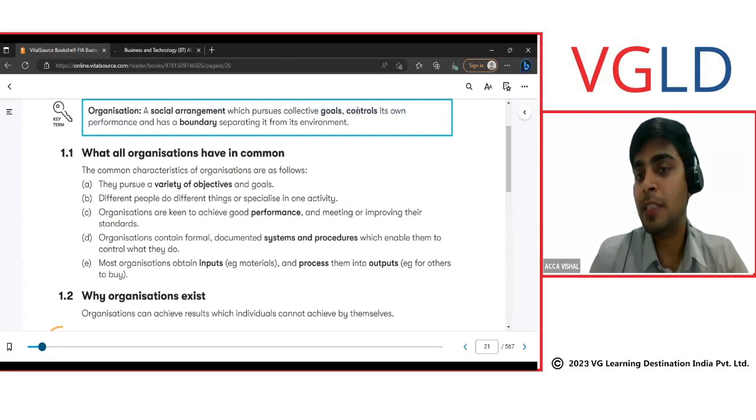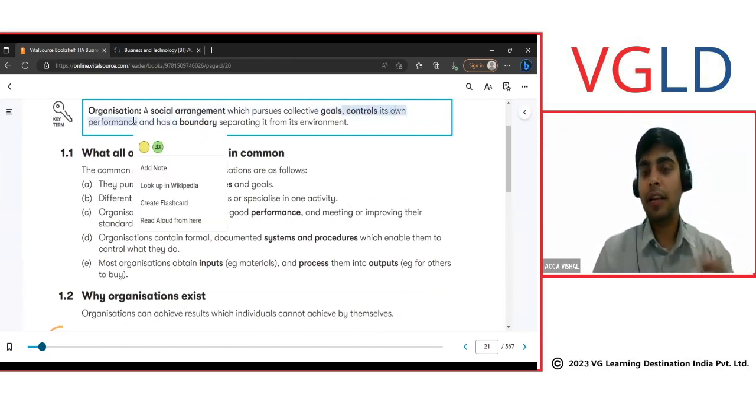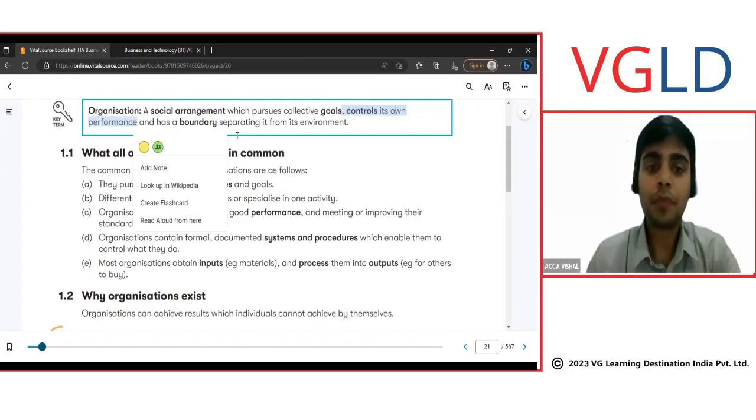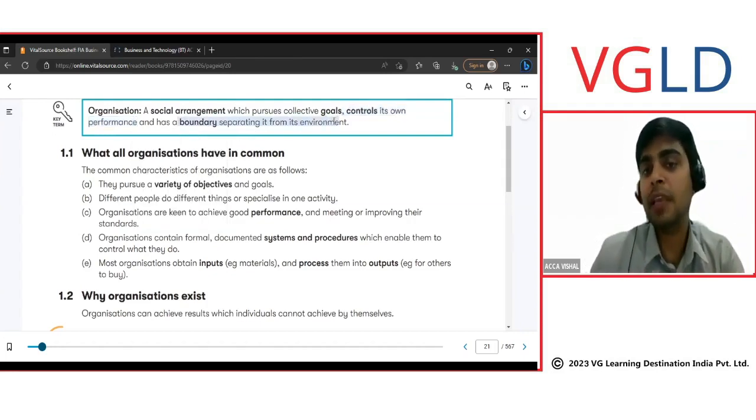Controlling the performance means splitting the task on an individual basis, like who will be cutting the wood, who will be transporting it, who will be selling it in the market. So that will be a different performance. And a boundary separating it from the environment.